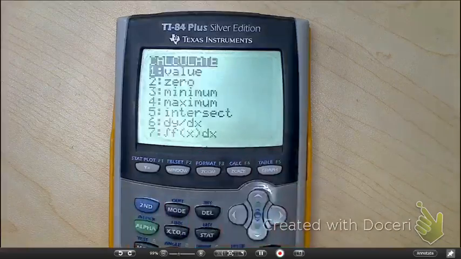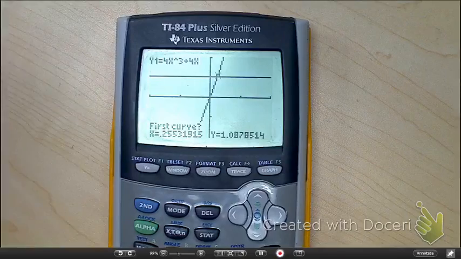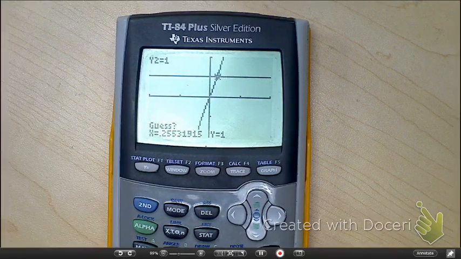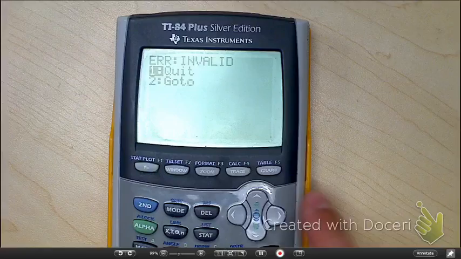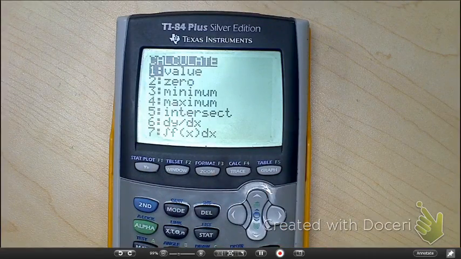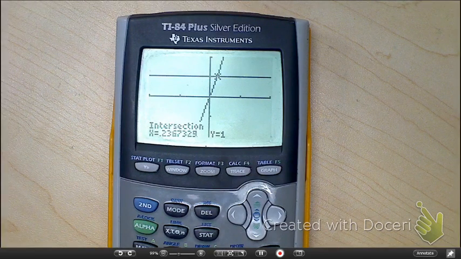Second, calc, intersect. The reason I like this one is because it jumps between the curves for me. My first curve is that cubic function. My second curve is the horizontal line y equals 1. So yes, yes, or enter, enter. My guess is about 0.2 or 0.3. And then it tells me that my intersection is at 0.236 or 0.237. You can put either one. So that's the x coordinate.